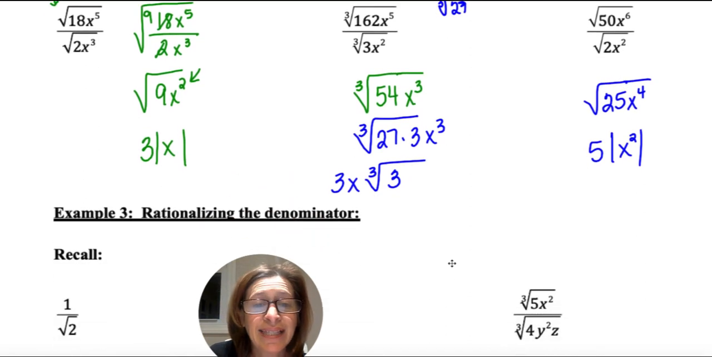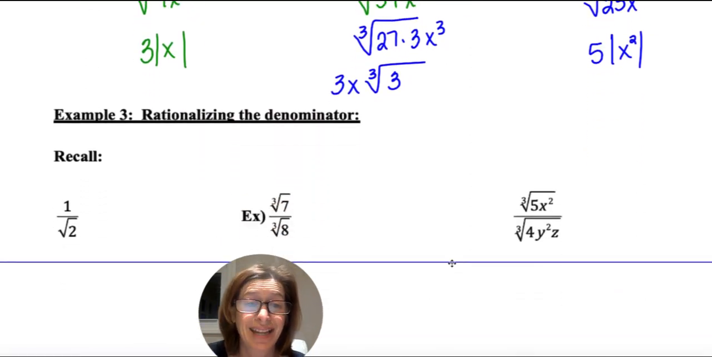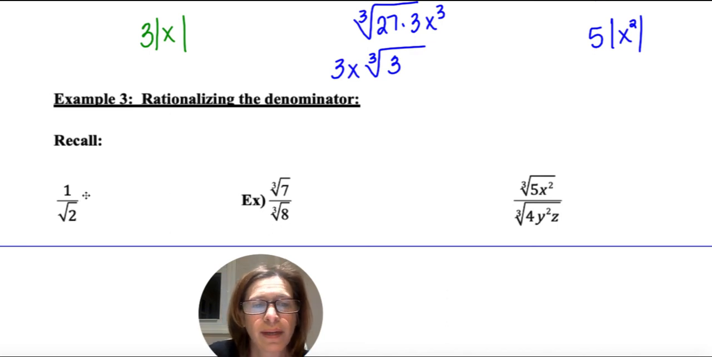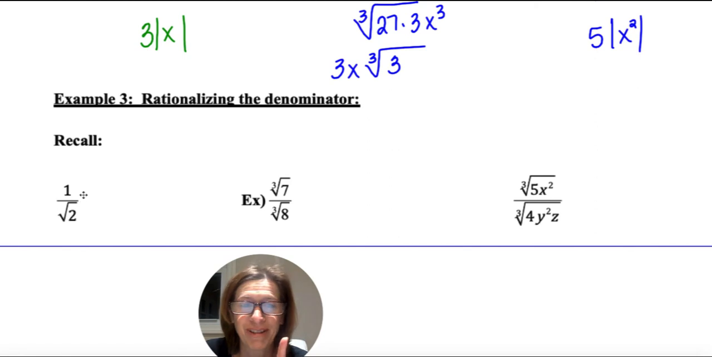Okay? Last thing we need to talk about is rationalizing the denominator. So in previous classes, you knew that one thing about math, it's like a rule. I'm not even sure why we do it, but it's a rule in Algebra 2 that we never leave a radical in the denominator. So we have to rationalize.